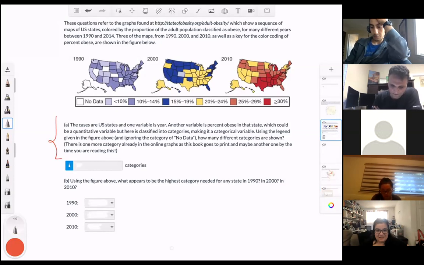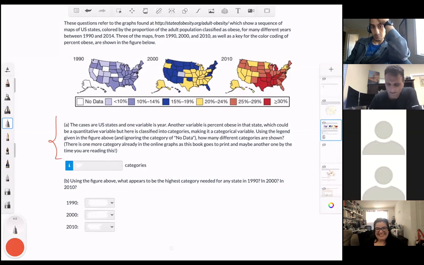So all of them we're talking about different years. Anybody else? Changing my answer to 6. 6 is correct. I mean, Lucia, you said 7. They said, oh, 1, 2, 3, 4, 5, 6, 7. But they said no data, and ignoring the category of no data. So we have 6 categories. Less than 10%, between 10 to 14.